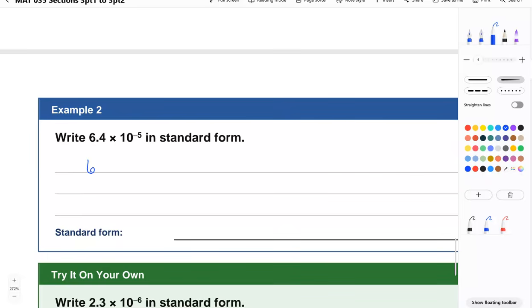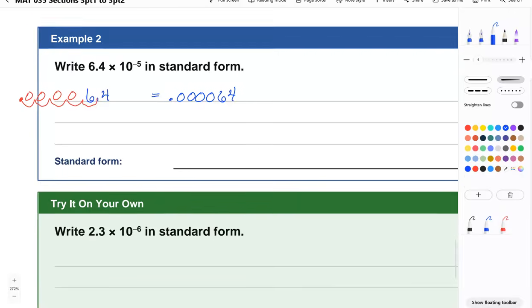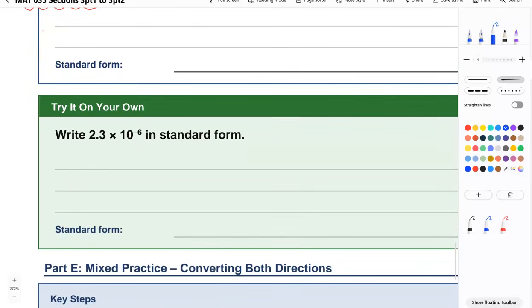The next one, we have 6.4 times 10 to the negative 5. We're going to move that decimal 5 times to the left. 1, 2, 3, 4, 5. Put in our zeros. So our answer is going to be 0.000064. With decimals, we don't put commas in like we do with really big numbers.